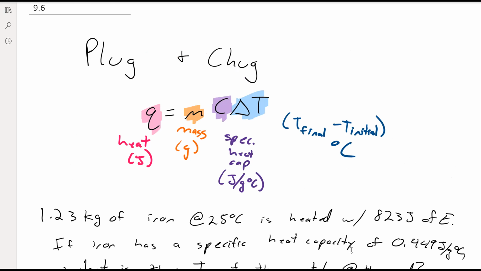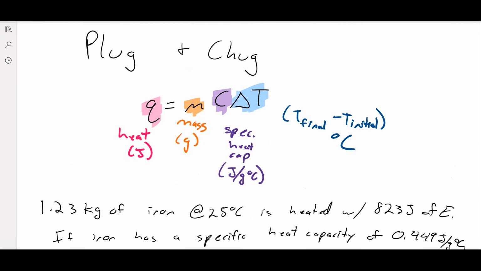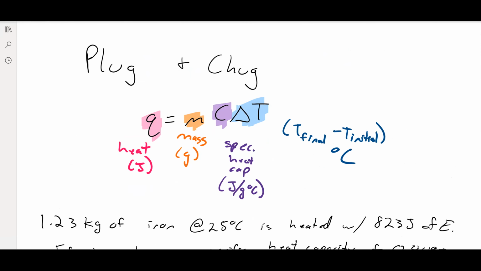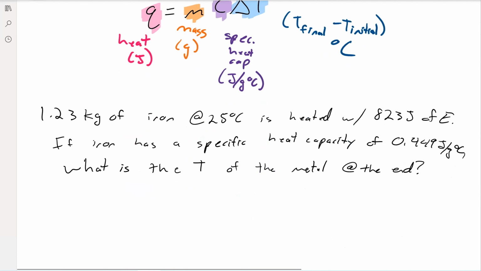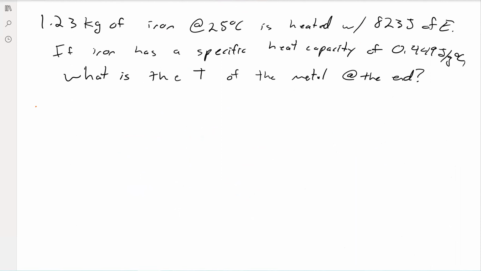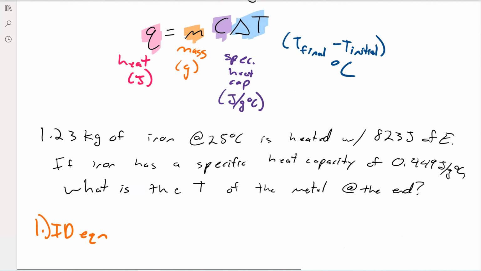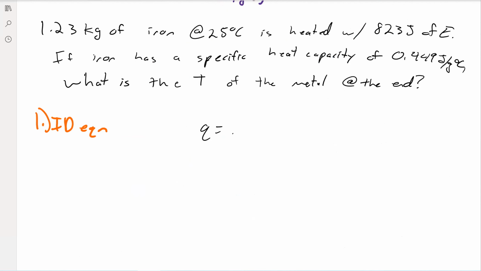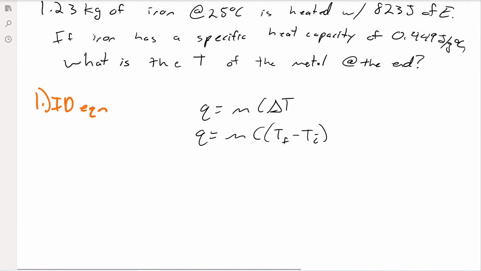And so plug and chug type of questions generally follow the same format. The first thing you want to do is identify what kind of equation you want to use. Obviously, since this video has it in the front, that's the equation that we're going to use. Q equals mc delta T, which can also be written as Q equals mc (TF minus TI).